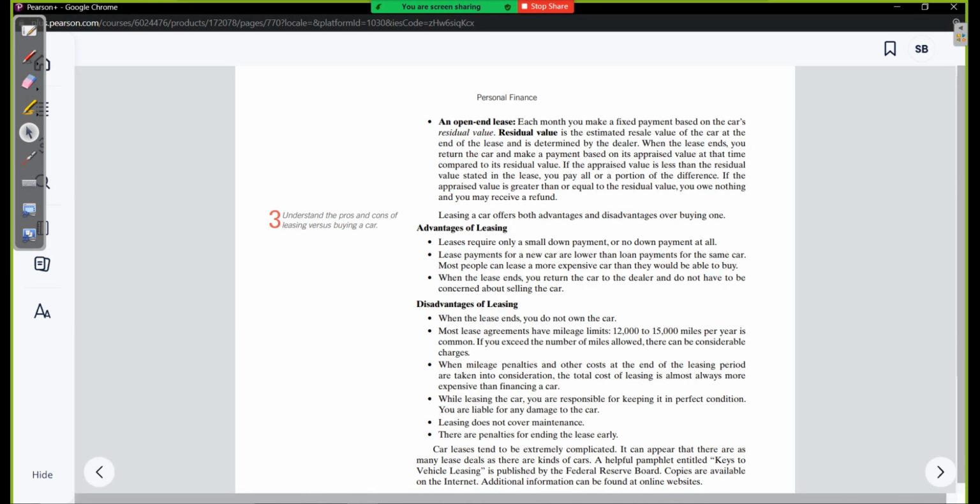One of the words we're going to talk about is residual value. So let's look starting up here. We have an open-end lease. Each month you make a fixed payment based on the car's residual value. The residual value is the estimated resale value of the car at the end of the lease and is determined by the dealer. So what the residual value means is, again, just to put it in our language.